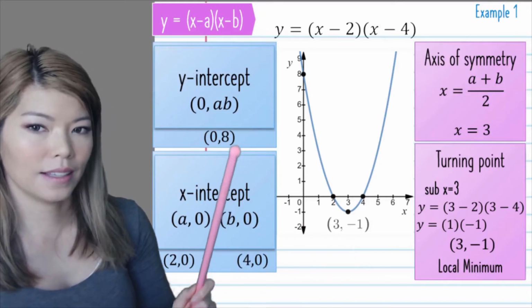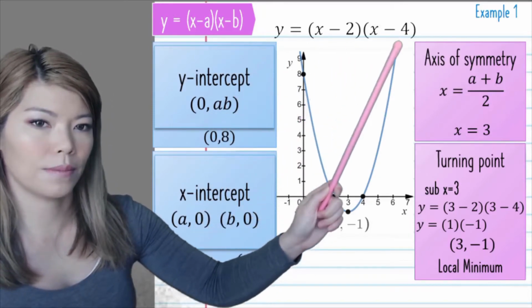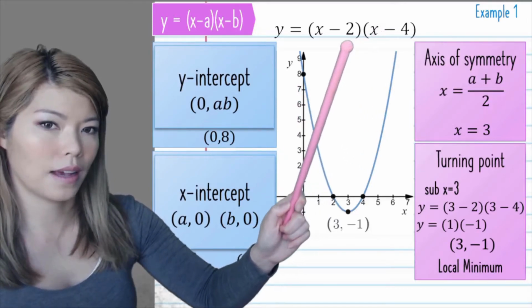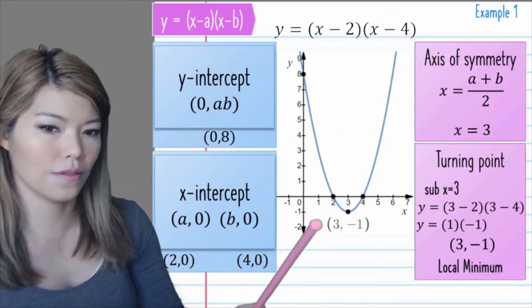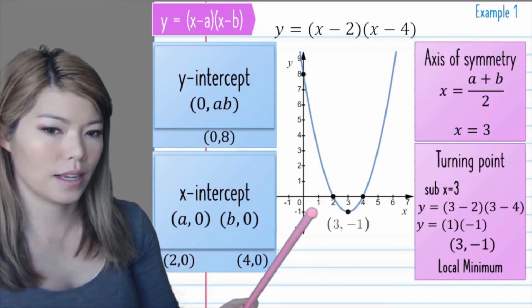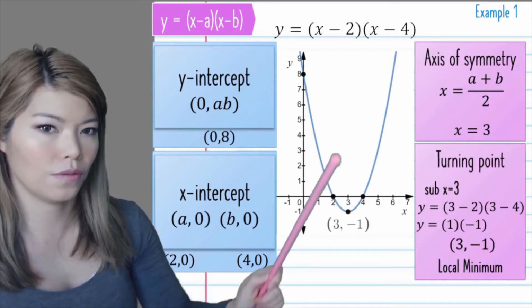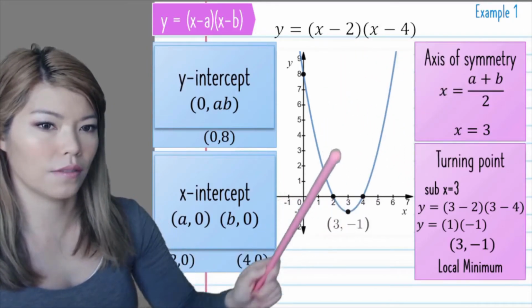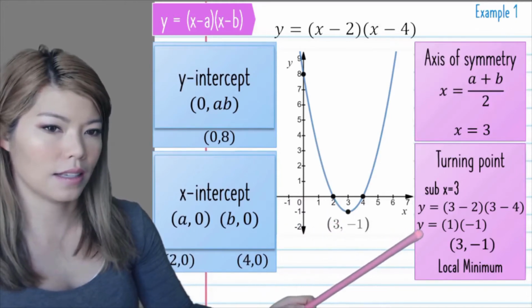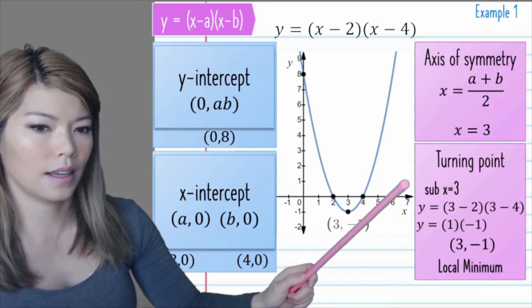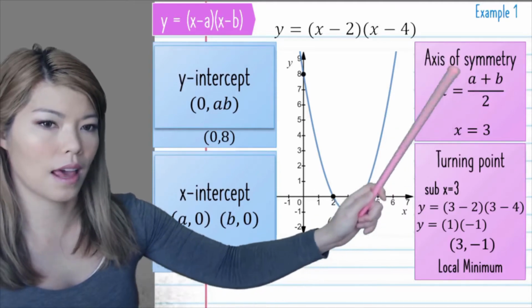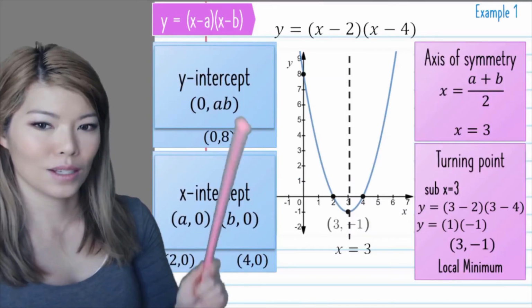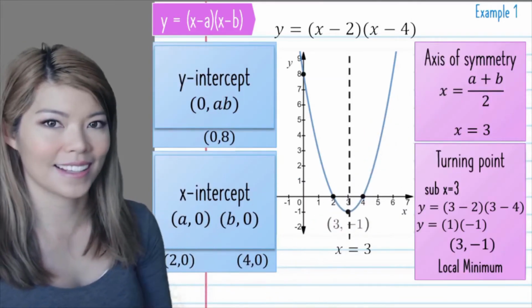Double check. So see, when we multiply 2 times 4 to get 8, it gives us the y-intercept. The x-intercepts are given to us right there, 2 and 4. And the axis of symmetry is right in the middle of those two values. So the average, 2 plus 4 divided by 2. So 6 divided by 2 is 3. And lastly, the turning point happens where the x value is the same as that, and we have to sub in to find the y value. So let's practice using all these shortcuts in the next example.